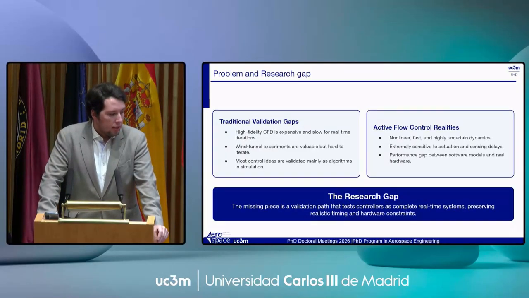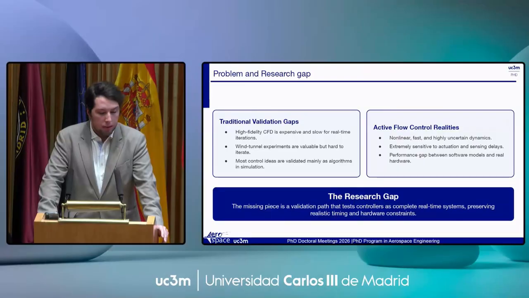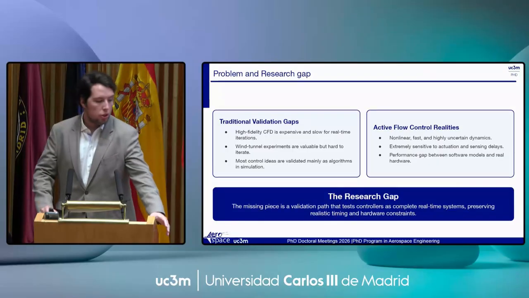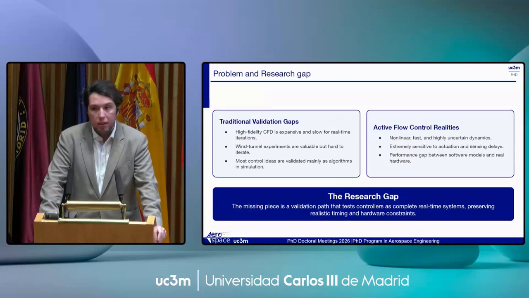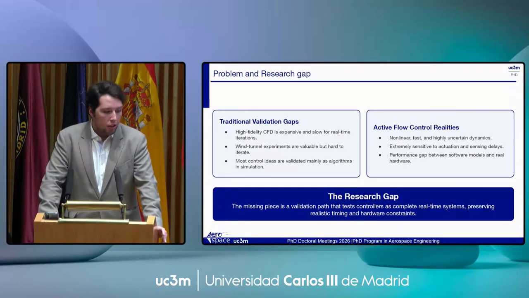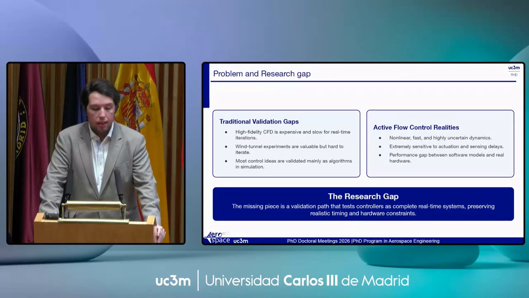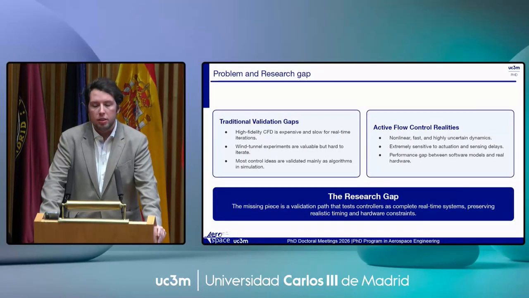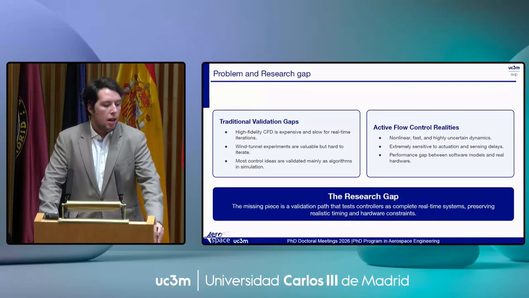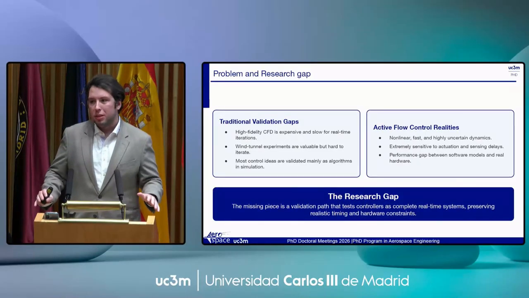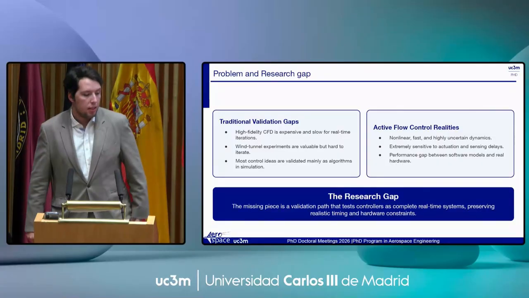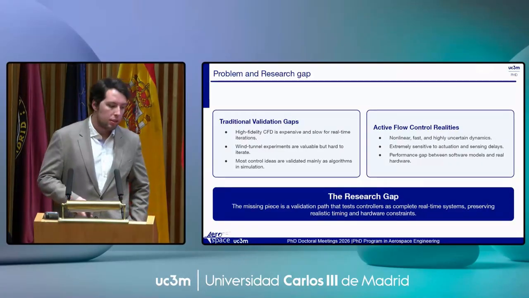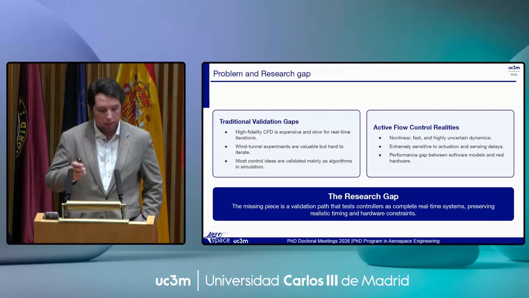The traditional validation gaps start a little bit with the high fidelity CFD, which is expensive and slow for real-time iterations. Then we have also the wind tunnels, which are valuable but really hard to iterate on. And then most control ideas, as I said before, are validated mainly as algorithms. Now, also about the active flow control realities: non-linear, fast, and highly uncertain dynamics. It's extremely sensitive to actuation and sensing delays. And we can see a real performance gap between software and hardware models. So the missing piece is a validation path that tests controllers as complete real-time systems and in a loop, preserving realistic timing and hardware constraints.